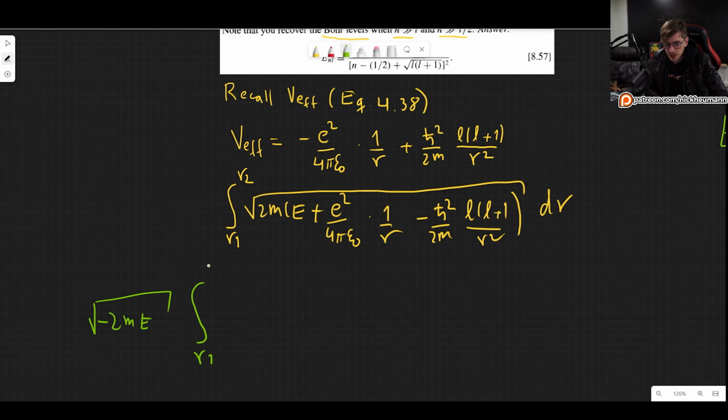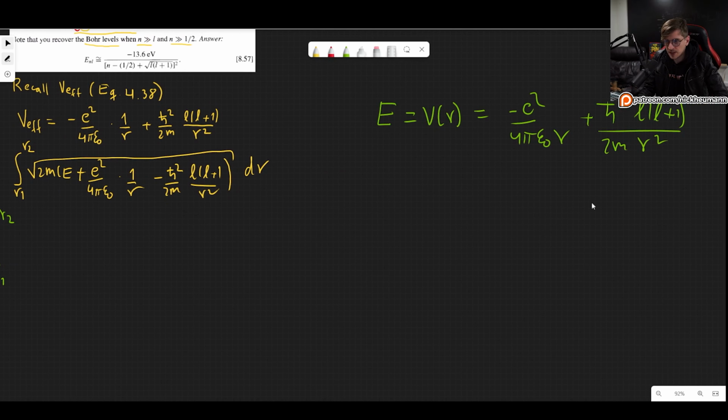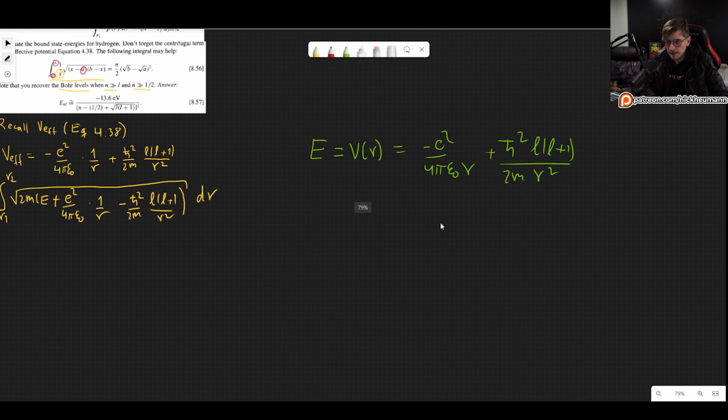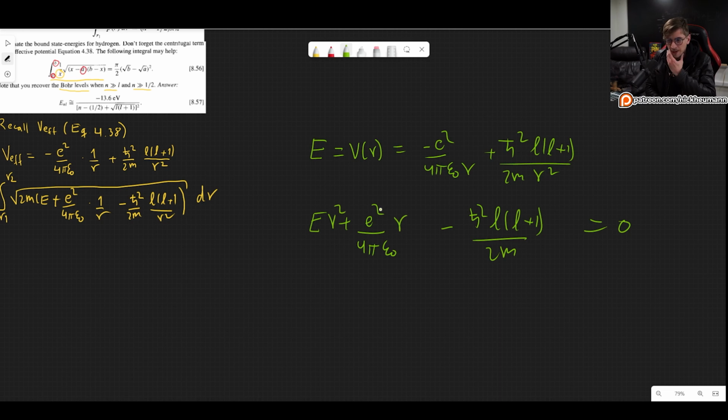So this is now the integral from R1 to R2, with R1 and R2 found by solving the equation here. What we can do is multiply by r squared, put everything on the left side, and divide by E. So basically, we get E plus e squared divided by 4 pi epsilon 0 times r, and then minus h bar squared l (l plus 1) over 2m. This is equal to 0, and we multiply it by r squared, so we have an r here and r squared there. We could divide by E, but I'll leave that for later.